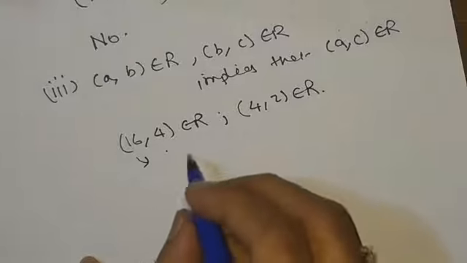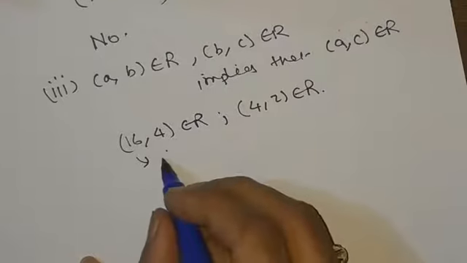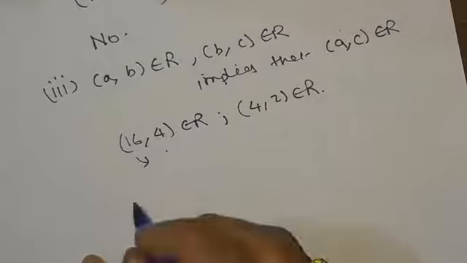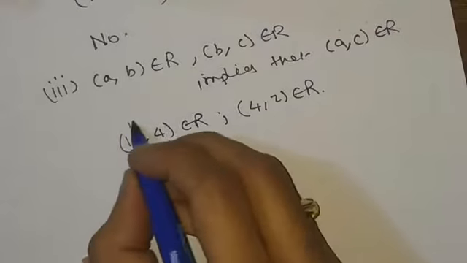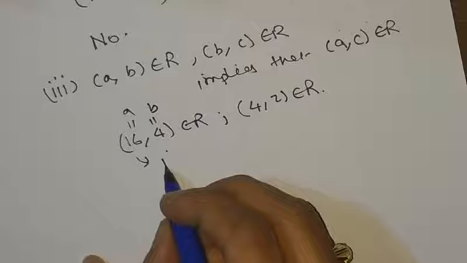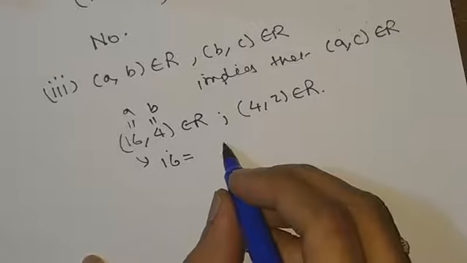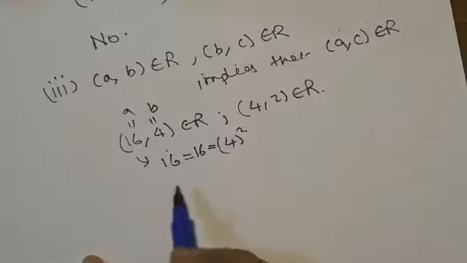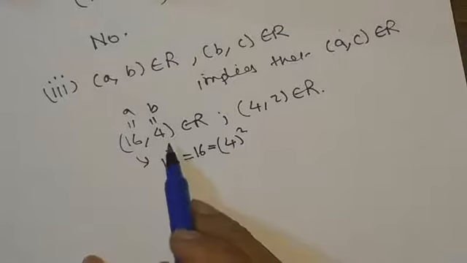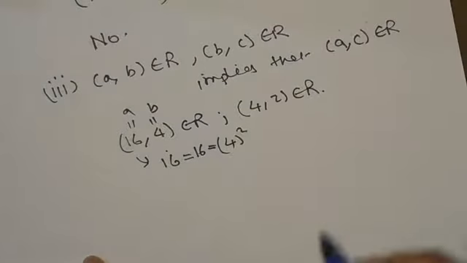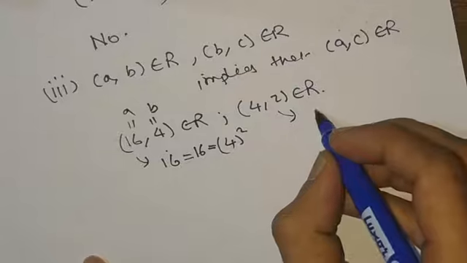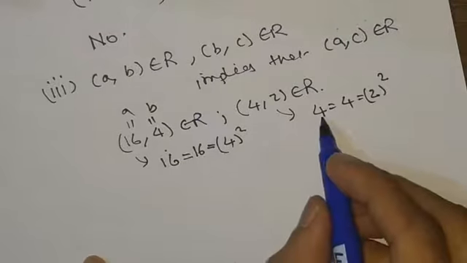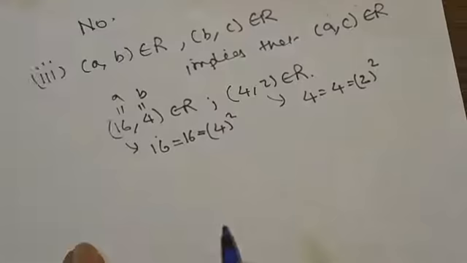Why? Because 16 comma 4 belongs to the set R means what? We have to check a equal to b square, right? This is a and this is b. So 16 should be equal to 4 square, and it is true, 4 square is 16. So you are getting that 16 comma 4 belongs to the set R. Now similarly here 4 is equal to 2 square. So 4 comma 2 belongs to the set R.